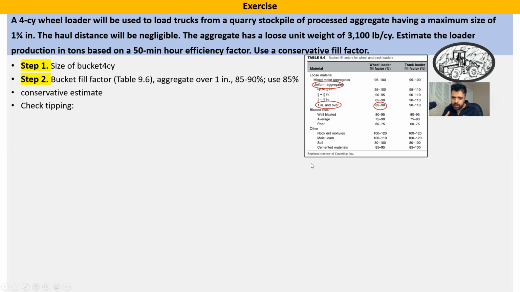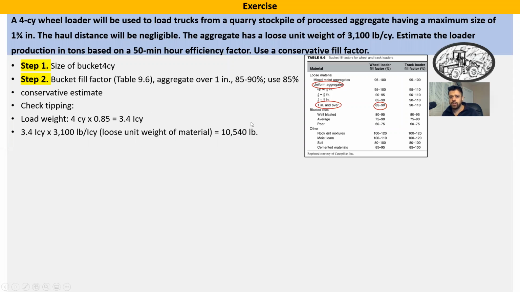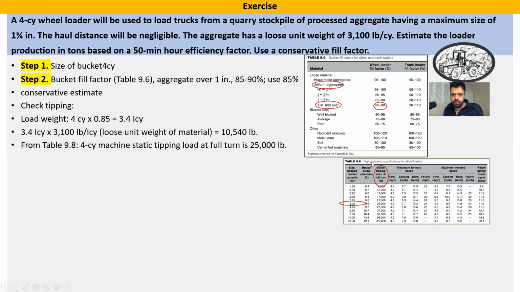So we need to know the weight of the bucket. The weight of the bucket comes from the type of the material and how much material you can fit in it. The size of the bucket is 4 cubic yard, 85% of that could be filled. So 3.5 loose cubic yard of soil could be filled. But what is the unit weight of this type of material? It's 3,100 pound per cubic yard. So every bucket, regardless of the bucket itself, the material in the bucket could weigh 10,500 pounds.